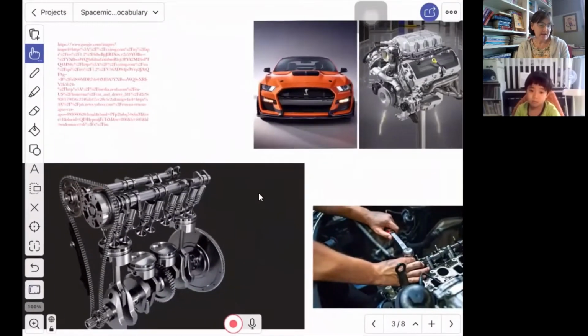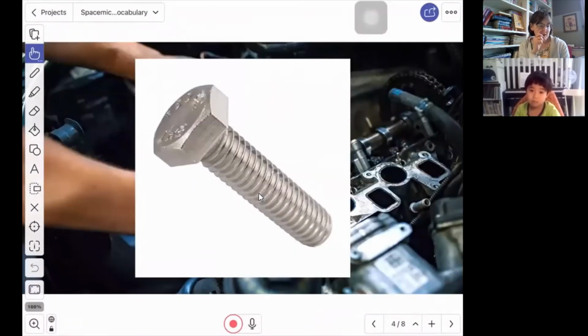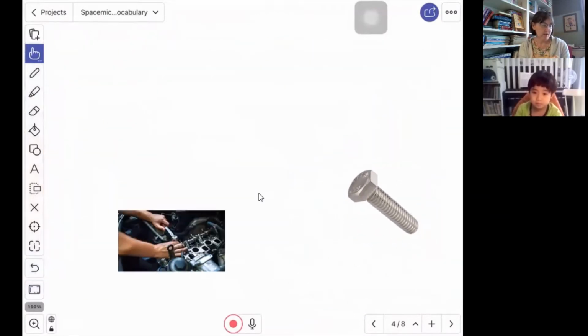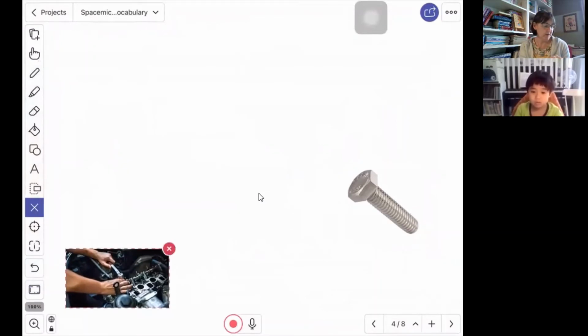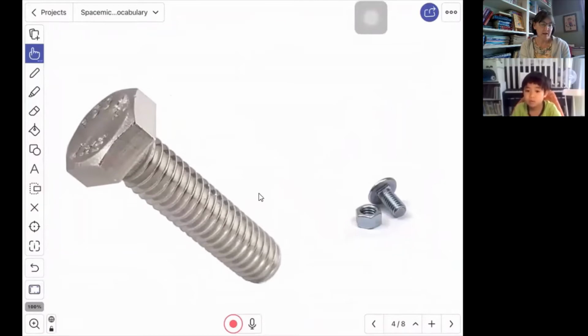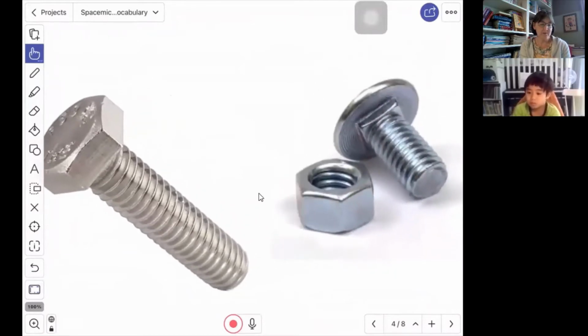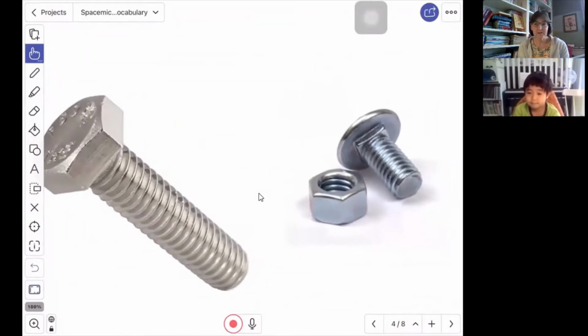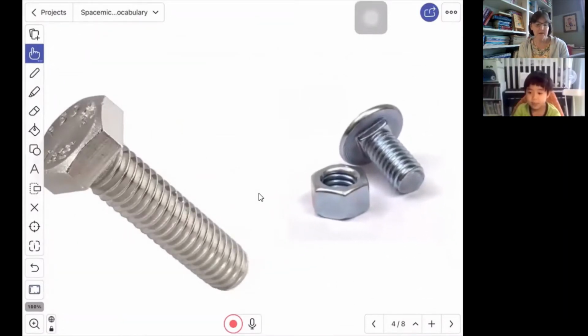Okay, then this is called a bolt. All right, I don't need that picture again. Okay, so this one is a bolt. And then this one also has a bolt, and then it has the, I don't know, I think that might be called a nut or a washer. I think a nut maybe.